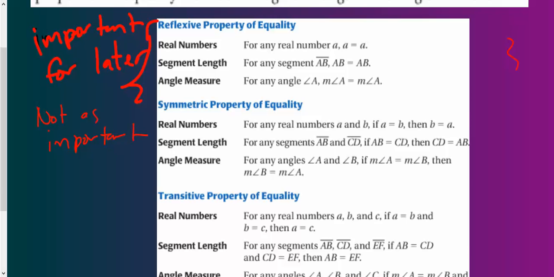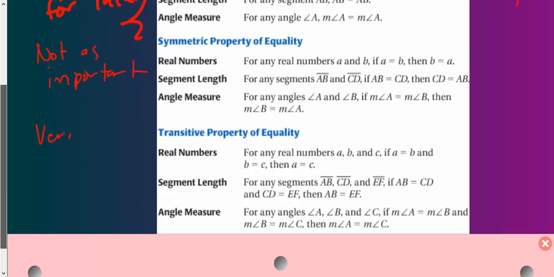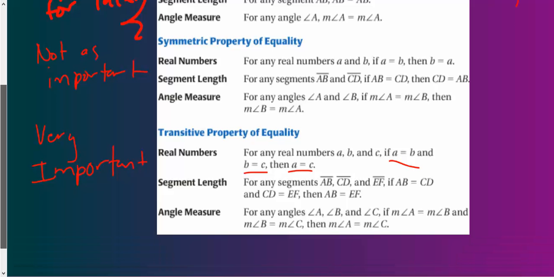And then we have the transitive property, very important. When you look at the transitive property, it should look like the law of syllogism. If A equals B and B equals C, then A equals C. If the measure of a segment equals the measure of another segment, and that measure of a segment equals the measure of a third segment, then the measure of the first segment is equal to the measure of the last segment. And that works for angles.